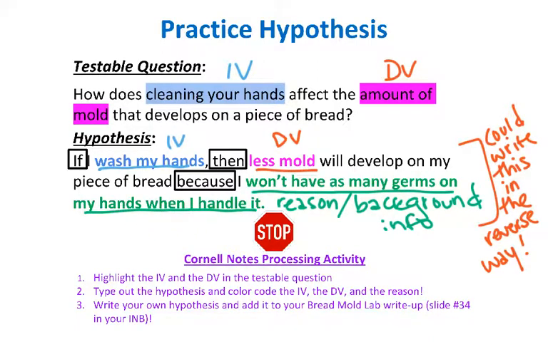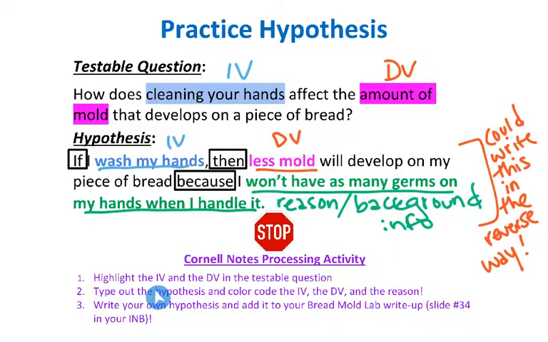Okay? All right, so you're going to see a stop sign right here. What that means is that you need to pause the video and do these 3 things. Okay? So take a look at slide 19 in your INB, the Hypothesis Cornell notes, and you are going to see this testable question in your notes on slide 19, and I want you to highlight the IV in blue, just like I did right here, and I want you to highlight the DV in pink, just like I did right here. Go ahead and highlight the IV and the DV in this question on slide 19 in your notes.